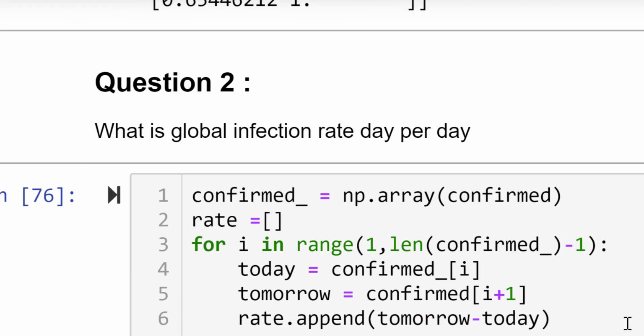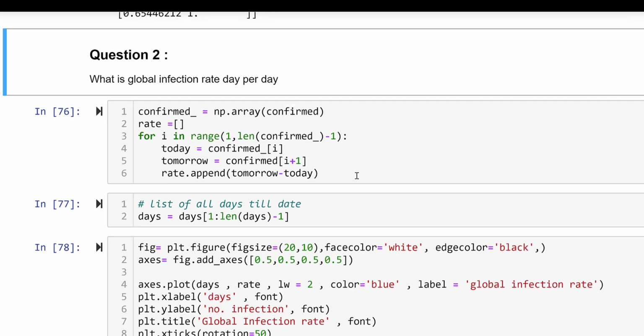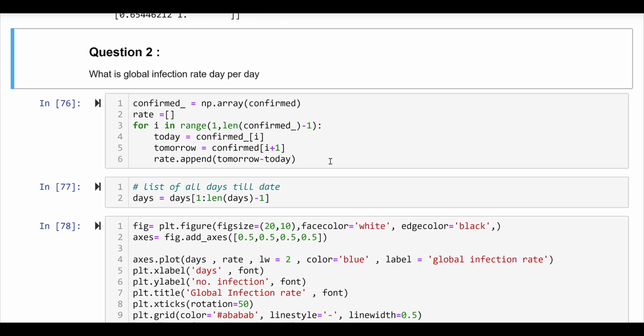The second question is, what is the global infection rate per day? So infection rate is basically how many people get infected in a single day. So let's say yesterday it was 15 people, and today we have 20 people, right? So now you will say the infection rate in one day is basically 20 minus 15, which is 5 people per day. And as that number changes every day, you see this rate fluctuates. Let's see what happens here in the data.